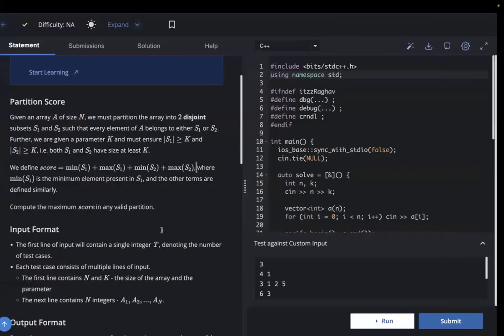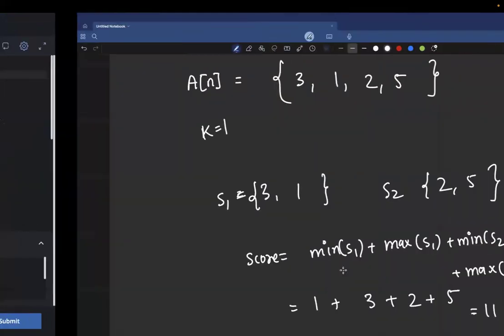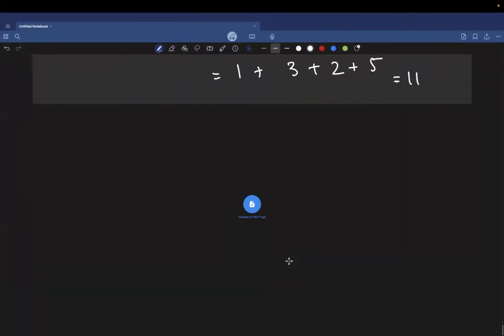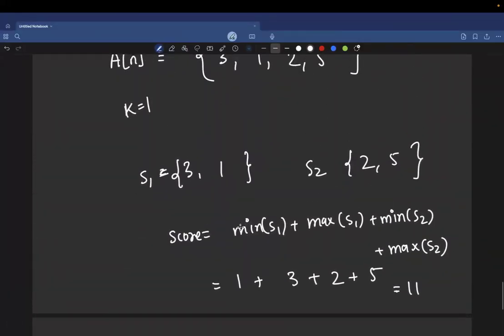And this is not the best possible solution. The best possible solution has 14 as the maximum. I hope you got the problem. In the problem, we have to tell what is the maximum possible. We have to maximize the score. That's it.